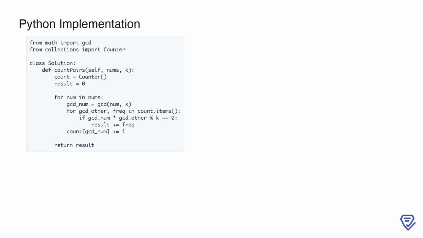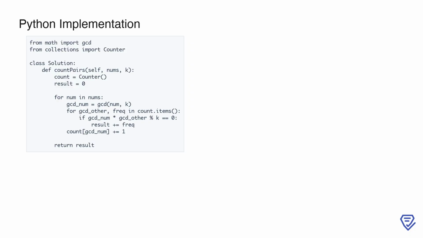Explanation. 1. Imports and initialization. We start by importing GCD, greatest common divisor, from the math module and Counter from collections to manage counts of GCD values. The Solution class defines the countPairs function, which takes the input array nums and integer k. Inside the function, we initialize a Counter object count to track occurrences of GCD values and a variable result to store the total number of valid pairs.